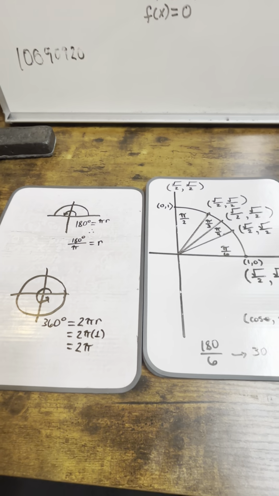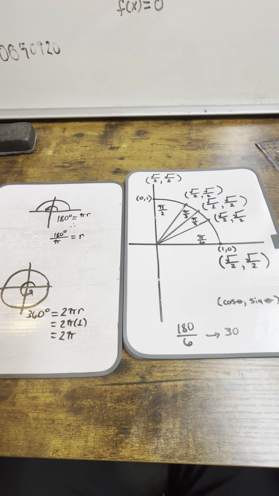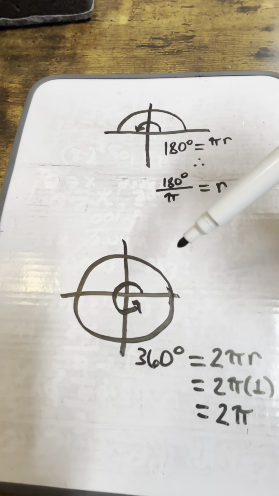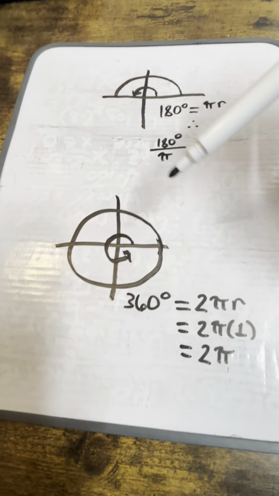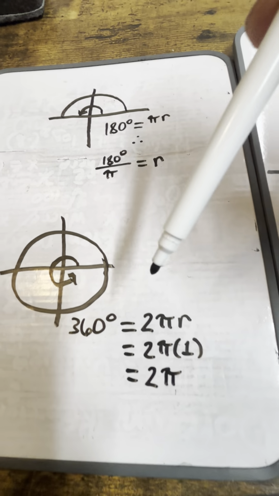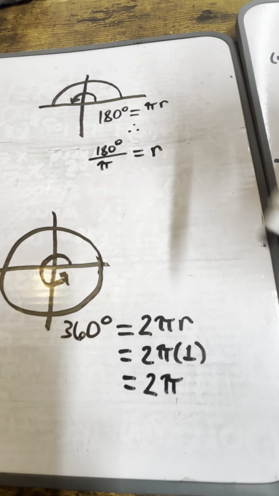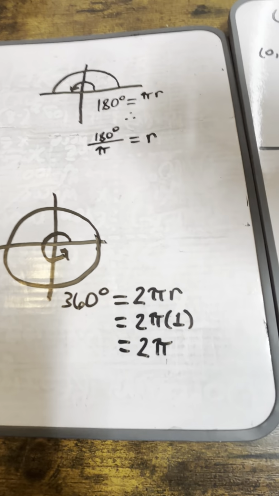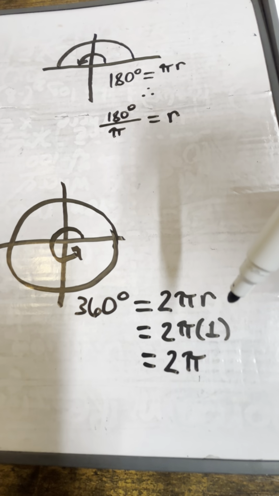All right, so this is going to be a quick and easy way to remember the unit circle. We'll start just with a circle. You'll remember from geometry that a circle is 360 degrees, and the formula for the perimeter of a circle is 2 pi r, 2 times pi times the radius. Remember, for a unit circle, the radius is going to be 1.